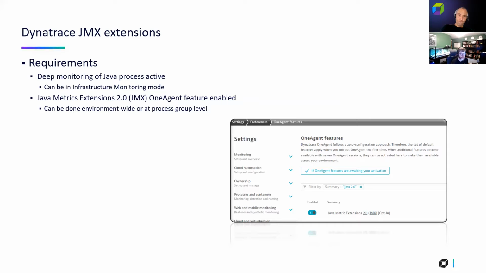And then lastly, because this is still considered an opt-in feature in the newer environments, the Java Metrics Extensions 2.0 JMX OneAgent feature, which I'll go through in the environment and show, needs to be turned on in your environment. That can either be done at the environment level, or it can be done for individual process groups if you want to try it out before you turn it on everywhere. And just to note, mainly when you're testing this for the first time, when you turn this feature on, if you have a process already running, it needs to be restarted. After that, you don't need to do anything like that.